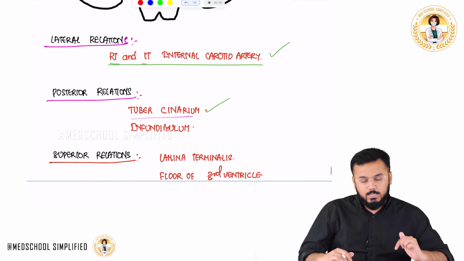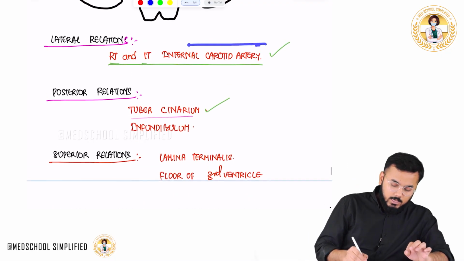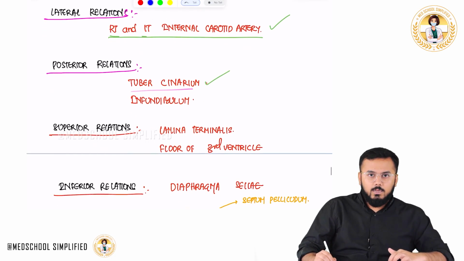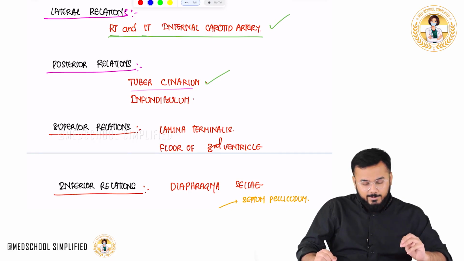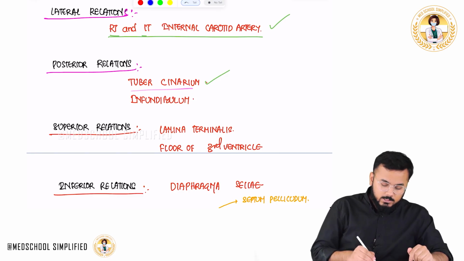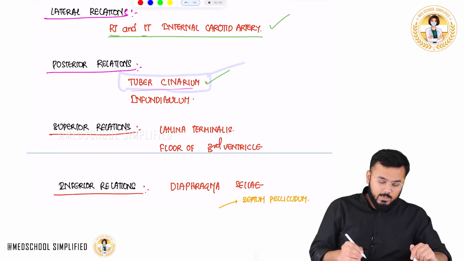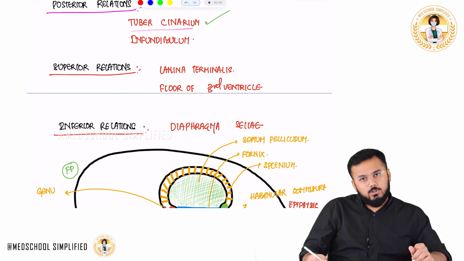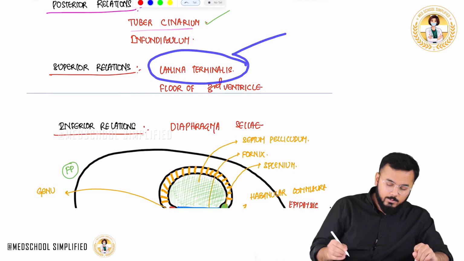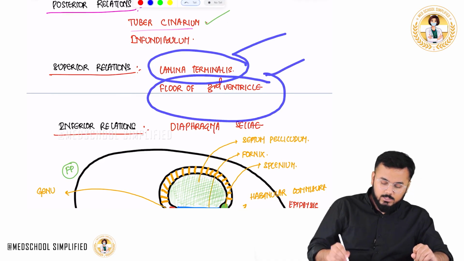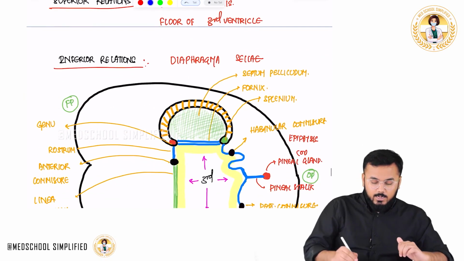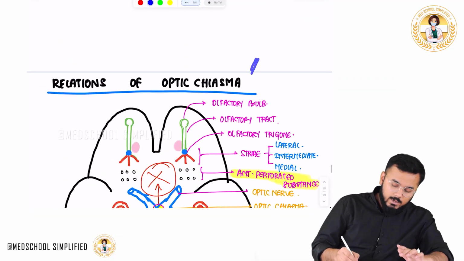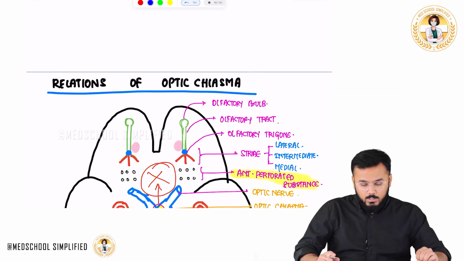The first important group is the lateral relations. What are the lateral relations? Right and left internal carotid artery. After that, coming to the posterior relations, we have two important things. One is the tuber cinereum, and the other one is your infundibulum. Next, coming to the superior relations, what do we have? We have the lamina terminalis. We even have another important structure, that is the floor of the third ventricle. And the inferior relation is the diaphragma sellae. So these are the structures which you need to know in relation to your optic chiasma. Okay, so this is all you need to know, guys.